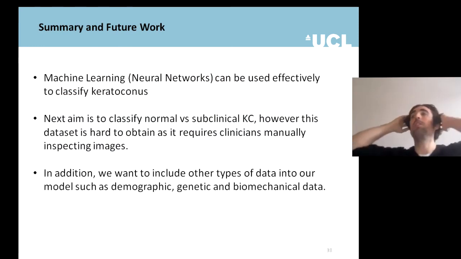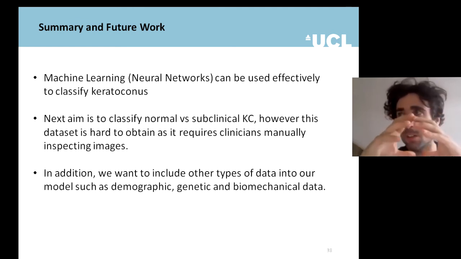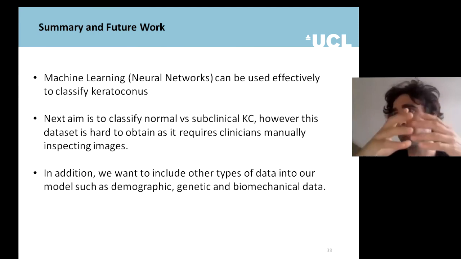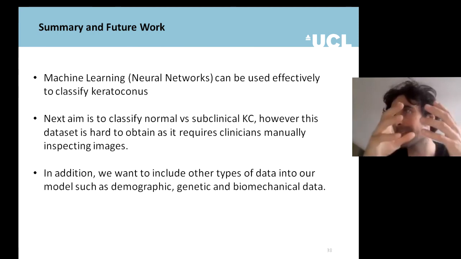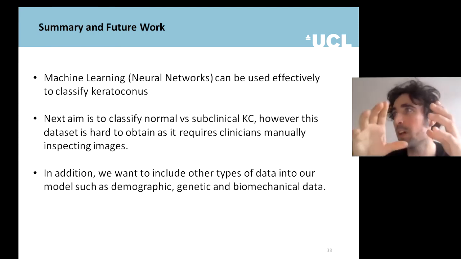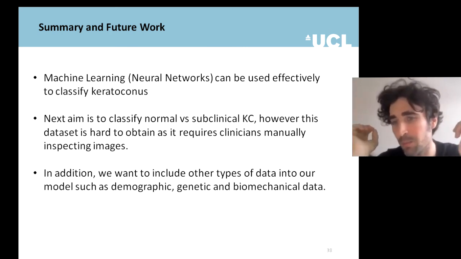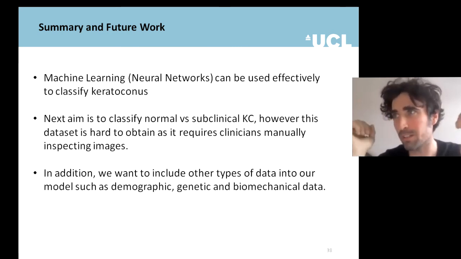The summary of this piece of work so far: I think machine learning and neural networks can definitely be used effectively to classify keratoconus from raw images, which is an interesting piece of work that hasn't really been done properly before. Our next aim is to classify normal versus subclinical KC, which is a much more interesting problem. If we can catch keratoconus early, it's much more useful than just saying I can tell if someone's got keratoconus or not, because we can already do that. We can already classify advanced KC versus normal.